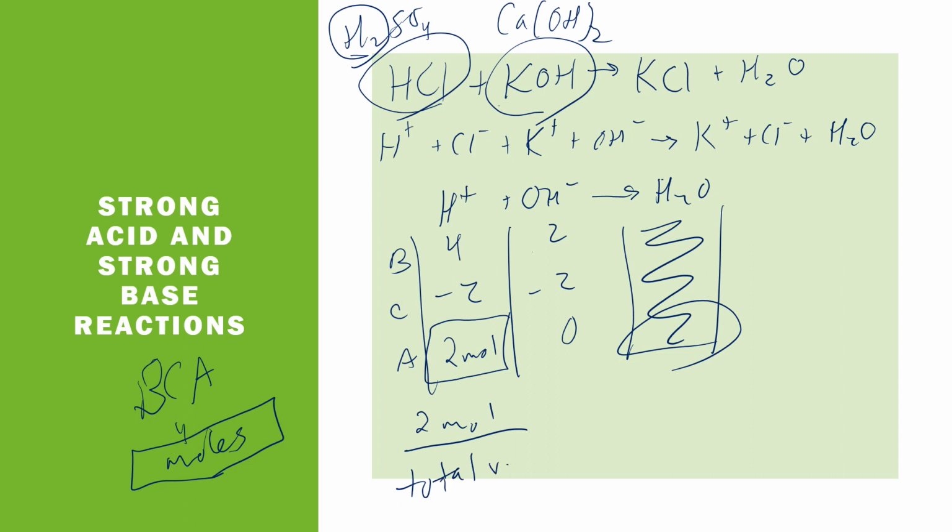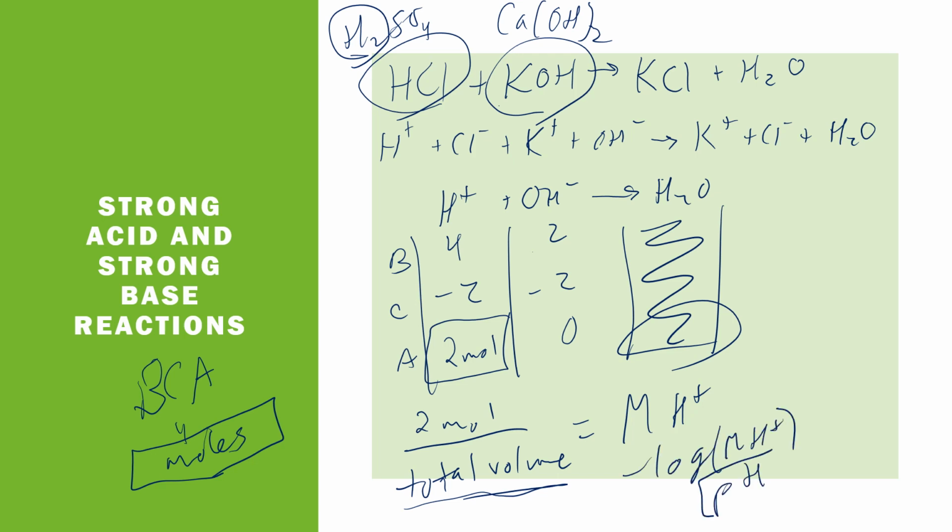And this is probably the biggest mistake people make. They forget to add the 2 volumes together. And then once you get that, you'll have the molarity of the hydrogen ions. Then you can just take the negative log of the molarity of the hydrogen ions, and you'll get the pH.